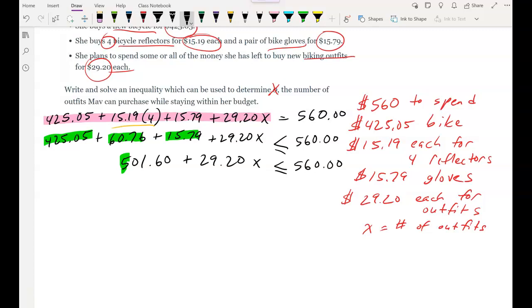Great. Now we can solve, after I move stuff into the right positions. 29.20 times x plus 501.60. It just makes life easier for solving if we put the term that has the variable out in front. Now we can solve easy peasy. I'm going to undo this addition by subtracting $501.60 from both sides.